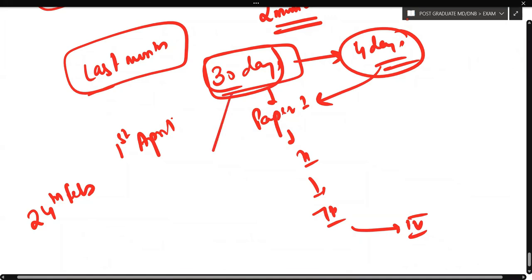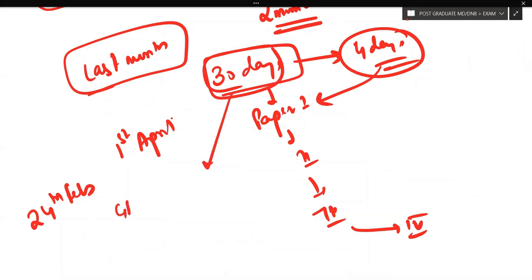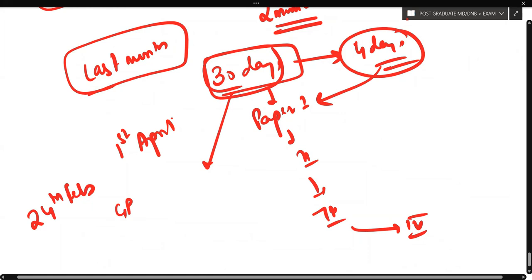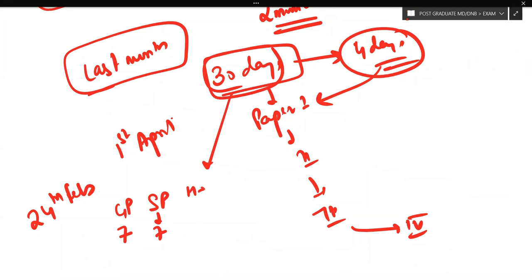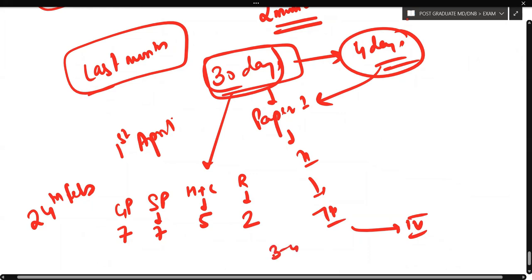In this 30-day cycle where you want to revise, you start first with general pathology. You will take around 7 days to prepare for general pathology. Systemic pathology, another 7 days. Hemat plus cyto should be complete in 5 days. Recent advances, I will tell you about myself: I used to complete studying recent advances in 2 days. And one day before the exam, I used to complete the revision in 3 to 4 hours also. So this is the basic revision.